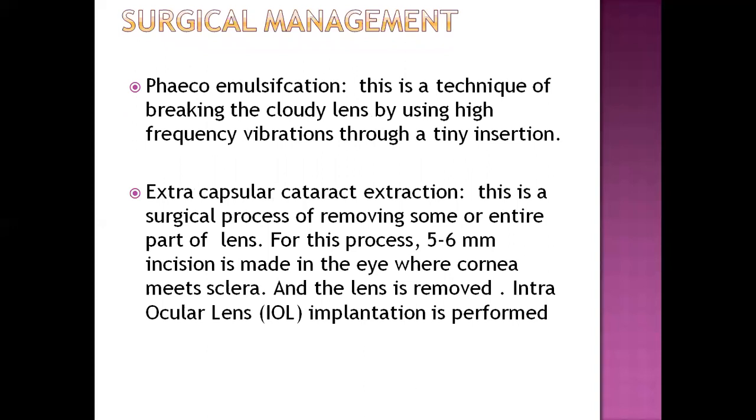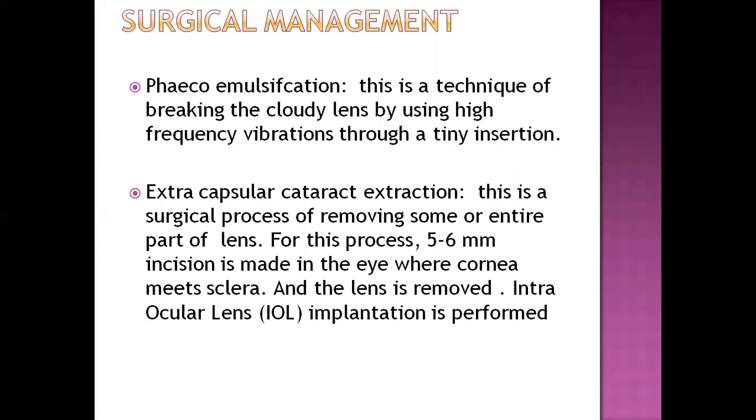These are the three surgeries. First of all, phacoemulsification. This is a technique of breaking the cloudy part of the lens by using frequency vibration through a tiny insertion. A tiny insertion is made, and they use some fluid particle to break the cloudy lens, and then the particles come out of the eye.